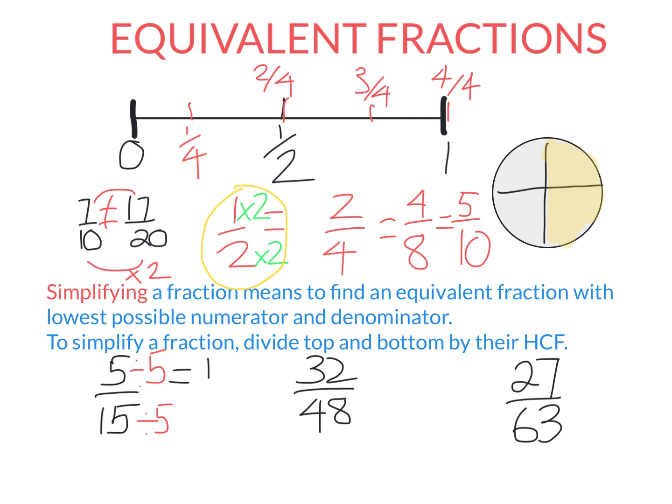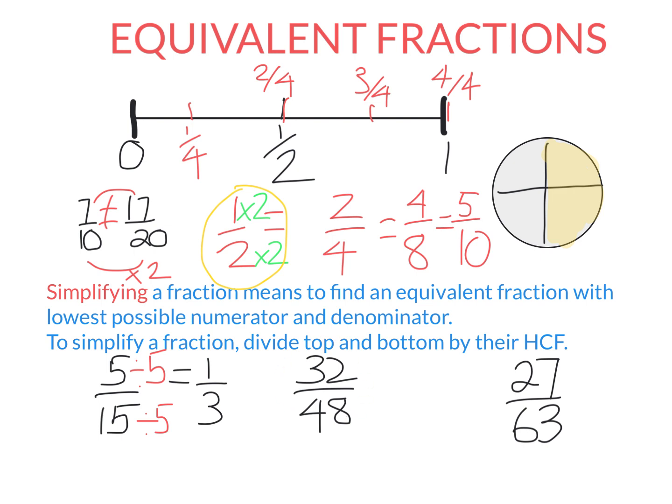So 5 divided by 5 is 1, and 15 divided by 5 is 3. See, 5 over 15 and a third are the same fraction. They have the same value. If 5/15 of the class has blue eyes, that's the same as a third of the class having blue eyes. These mean exactly the same thing. This one is simpler because it has a lower numerator and denominator. So we got it by doing the same to the top and the bottom.